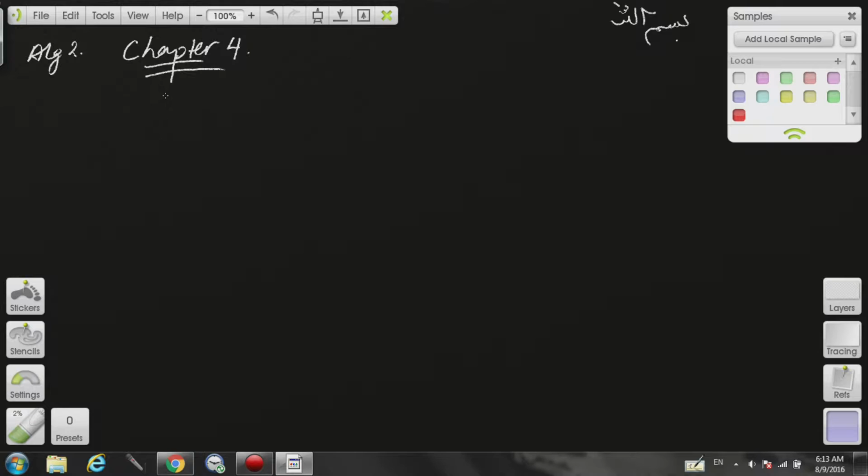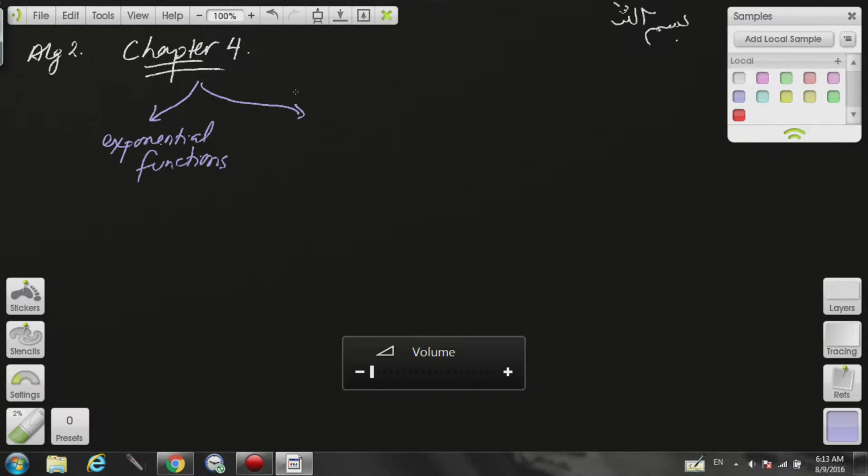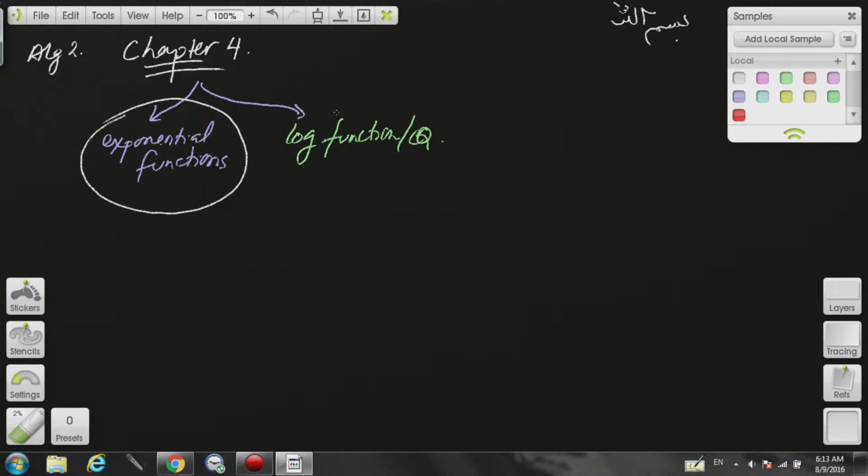This is what we talked about last time in class. Chapter 4 is divided into two broad subjects that it covers. The first is about exponential functions. The second part of the chapter is divided into logarithmic functions, logarithmic functions and equations. So today I'm going to review exponential functions.